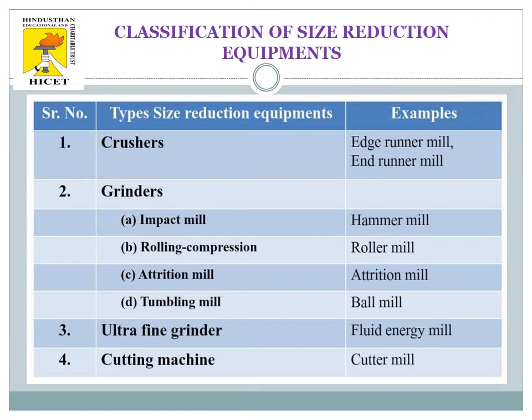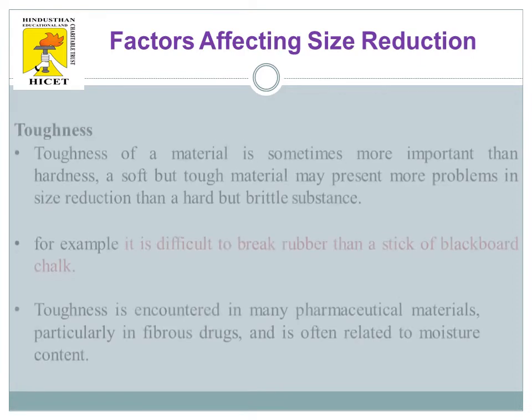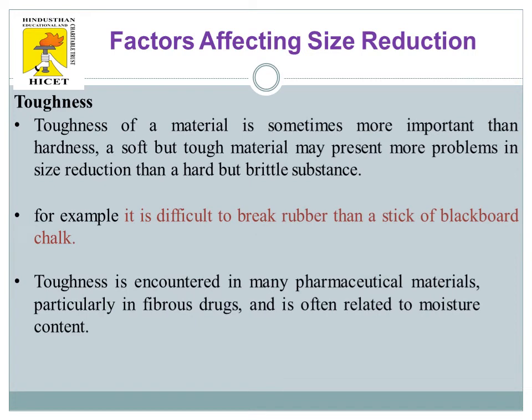The fourth equipment is the cutting machine. The example for this equipment is the cutter mill. The next topic is factors which affect the size reduction operation. There are different factors which are involved in the size reduction operation.